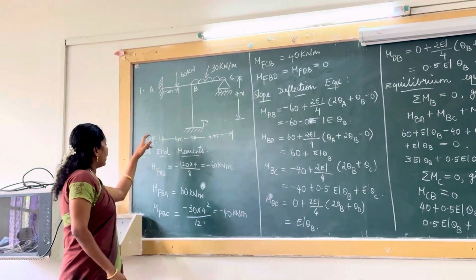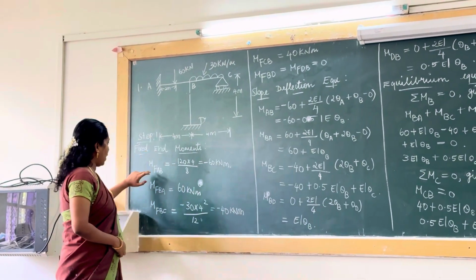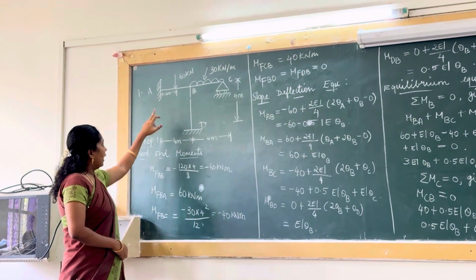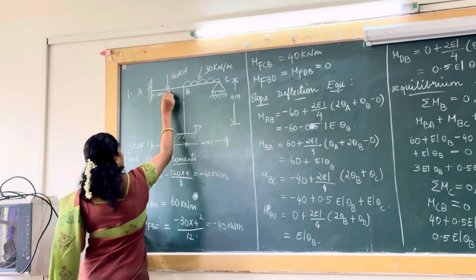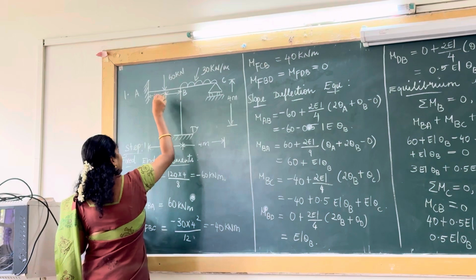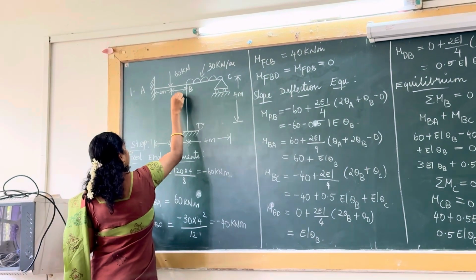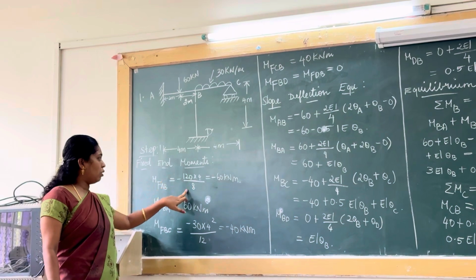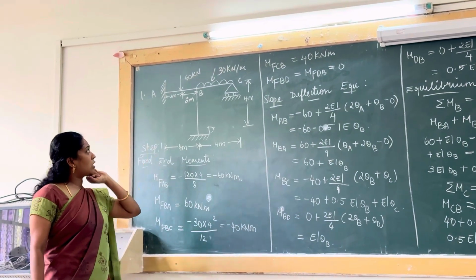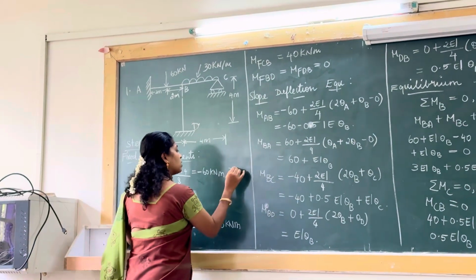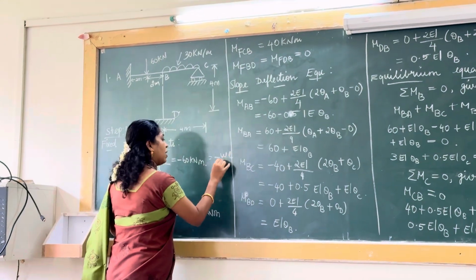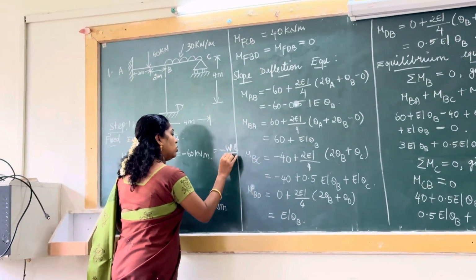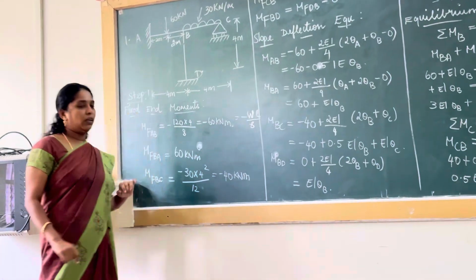AB is the first span we are going to consider. It is simply supported and carries a concentrated load at the center. So first we are going to find the fixed end moments. If it has a concentrated load, the formula is minus WL by 8. So this W will be capital W.